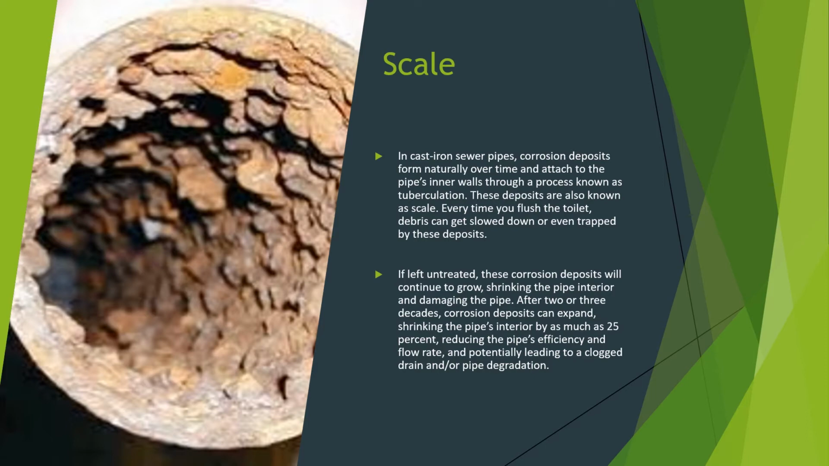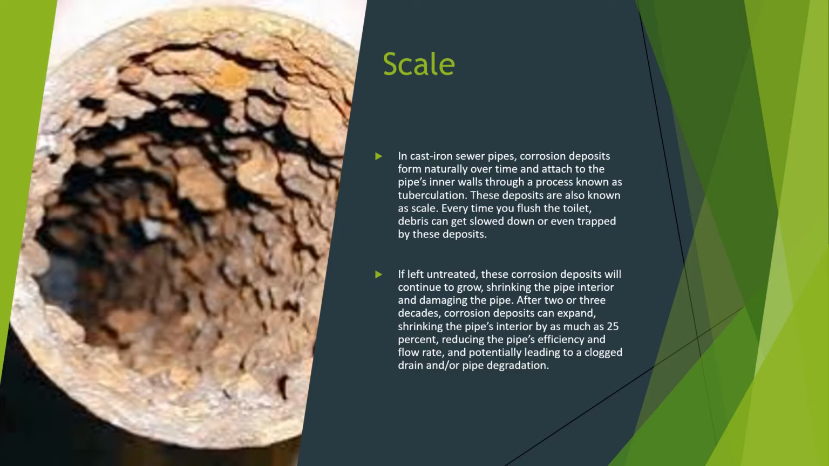Scale. In cast iron sewer pipes, corrosion deposits form naturally over time and attach to the pipe's inner walls through a process known as tuberculation. These deposits are also known as scale. Every time you flush the toilet, debris can get slowed down or even trapped by these deposits.